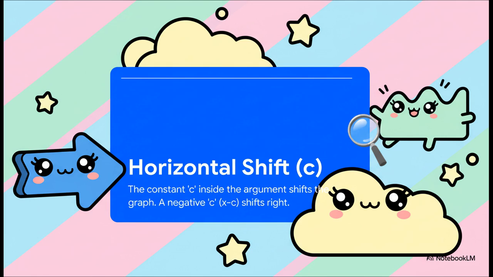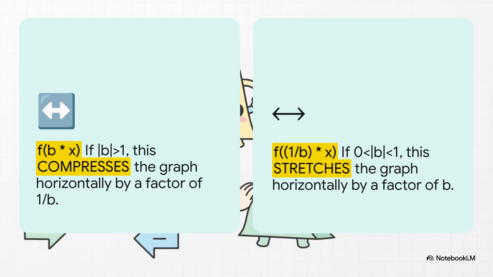To get the same output from f of x minus 2 that you used to get at x equals 0, you now have to plug in an x value of 2. So your x values have to get bigger to counteract that minus 2, which shifts the whole graph to the right. This same weird backward logic applies to stretching side to side.